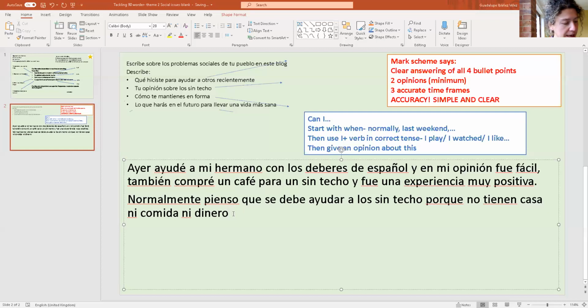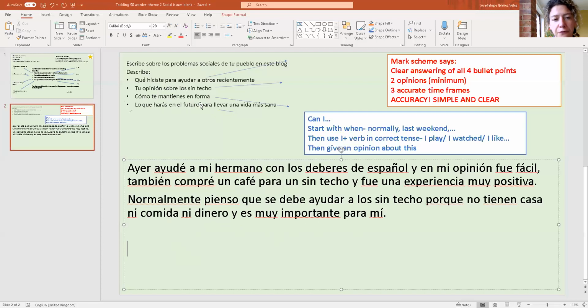And we could say it's very important to me. Y es muy importante para mí. See? Can we do that? That's it. So normally I think that one must help homeless because they have no house, food, no money, and it's very important to me. Oh yeah. So that bullet point is covered, and I'm going to move on to the next one.